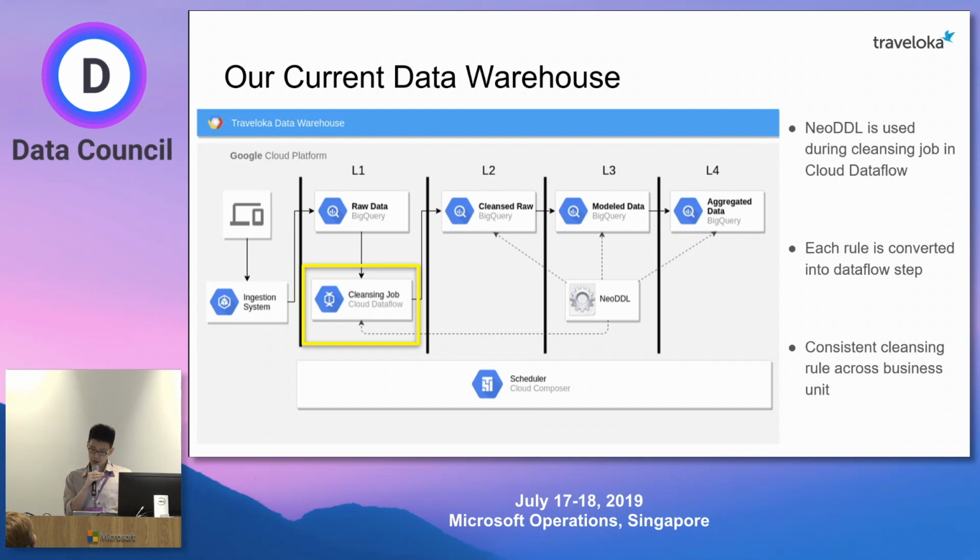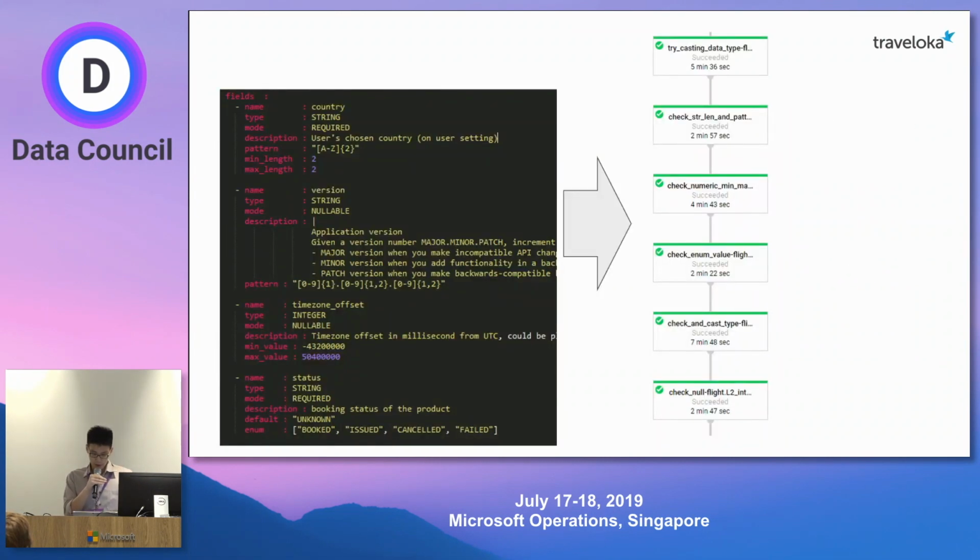So in addition to having a consistent structure, all the business units can expect that if they have the same dimension and same field name, that field will undergo the same business cleansing rule. As you can see on the left, we have a sample of NeoDDL, and each business rule is converted into an individual step in the Dataflow job on the right.